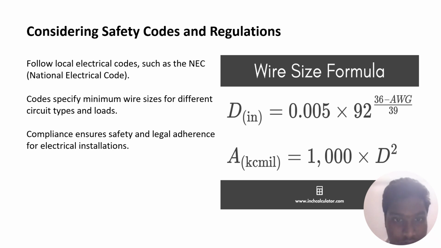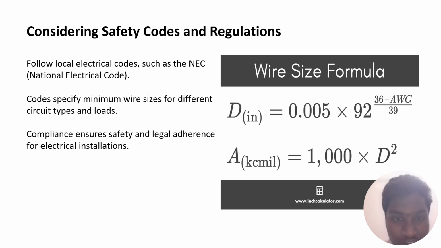Next one, considering safety codes and regulations. Follow local electrical codes such as the NEC. NEC is nothing but the National Electrical Code. Codes specify minimum wire sizes for different circuit types and loads. Compliance ensures safety and legal adherence for electrical installations.